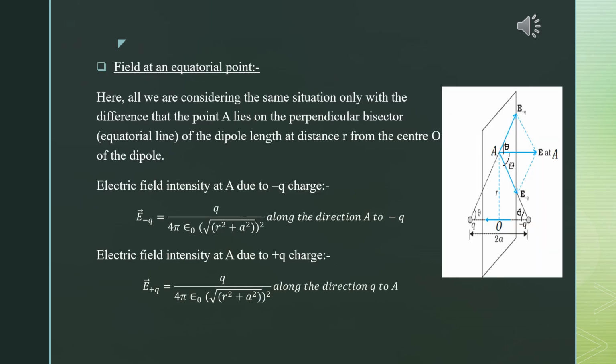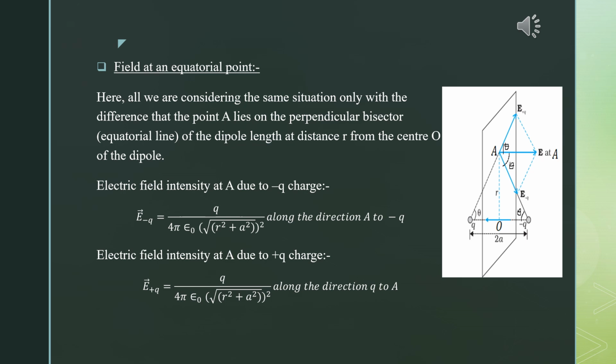Now we are coming to the second case, that is the field at an equatorial point. What is the meaning of an equatorial point? The point lying on the equatorial line. The equatorial line means the perpendicular bisector, the line which bisects the dipole length and passes through the center of the dipole. A plane passing through such a line is called the equatorial plane, that you can see in the diagram.